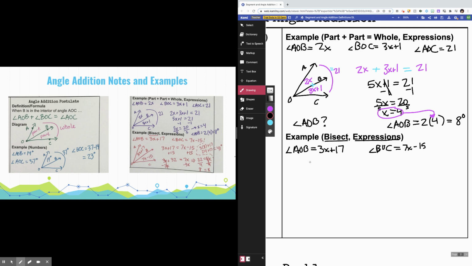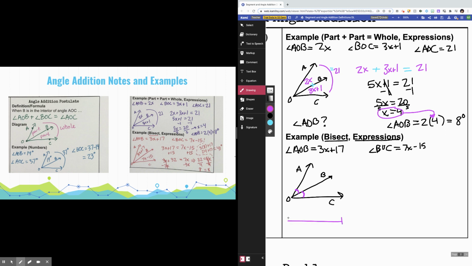So no matter what, we're going to start with a picture, okay? But in this one, I know that the ray OB is a bisector, okay? So what that means is that this angle and this angle have to be congruent. They have to be equal. And this, coincidentally, is how you mark angles as congruent, with these little curved marks.